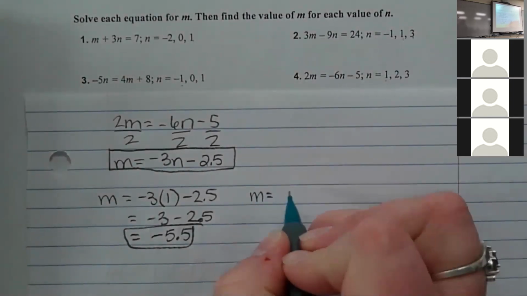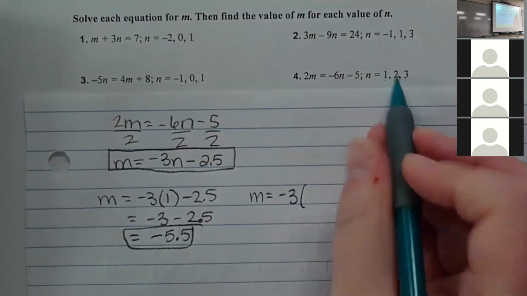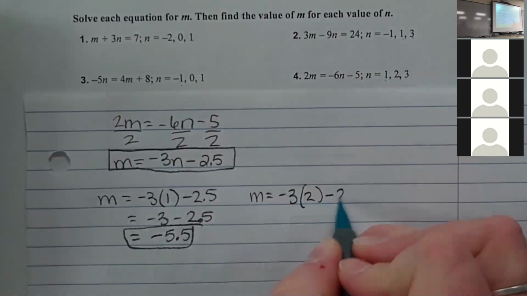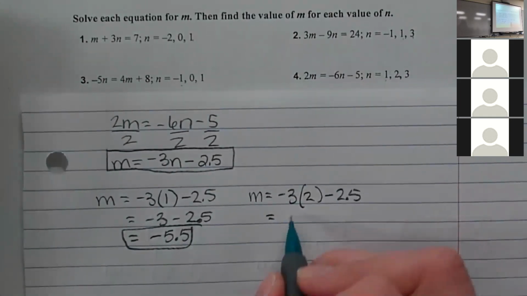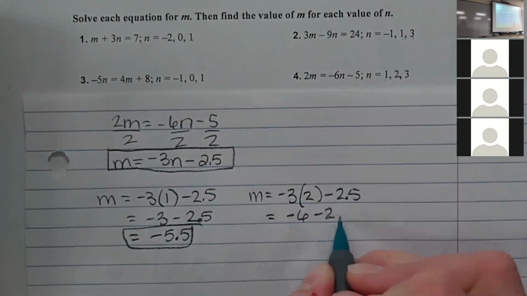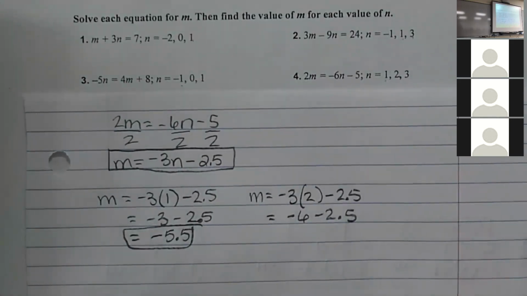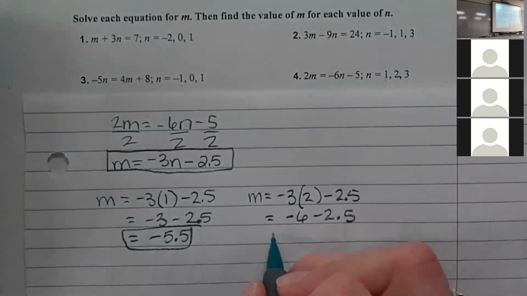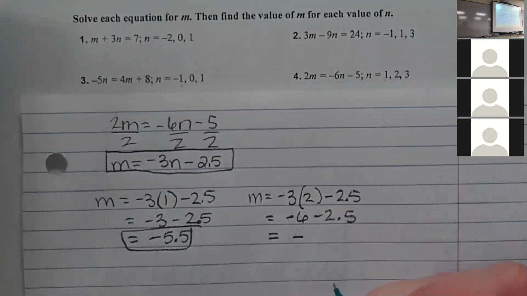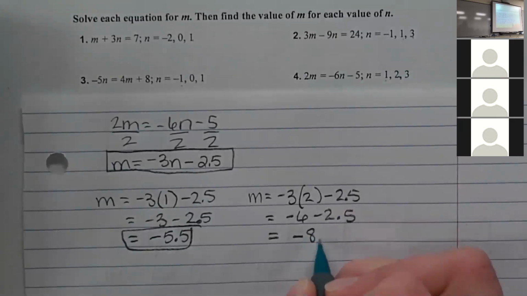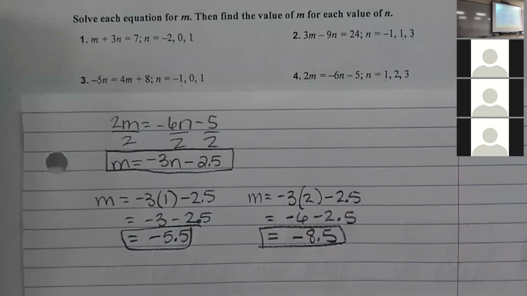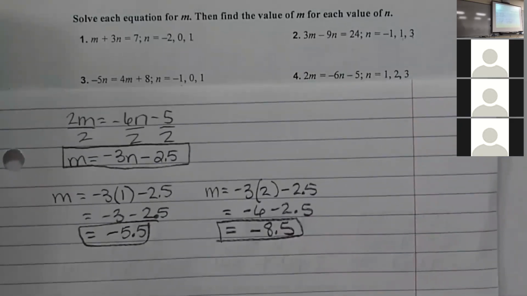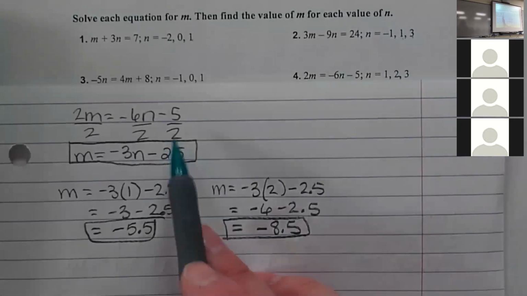Next one, m equals negative 3 times, 2 is next, minus 2.5. Negative 3 times 2, negative 6, minus 2.5. Both negative, you need to add. What's 6 plus 2.5? Yep, or third, however you look at it.